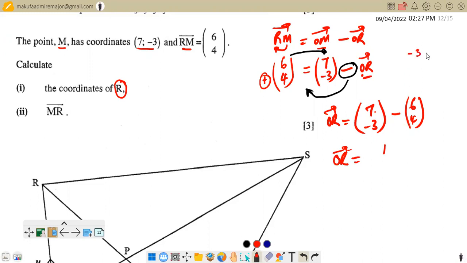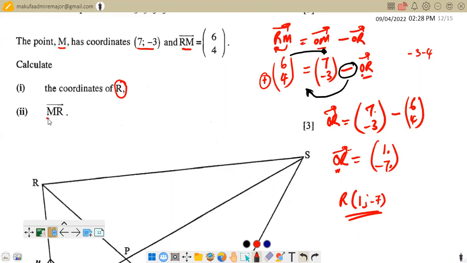So it's -3, -4 like this, which is -7. So this is your OR, which is a vector taken from the origin. So therefore, R as a point is just going to be X and Y like that, which is (1, -7). So make sure you answer the question. So it's (1, -7), okay?